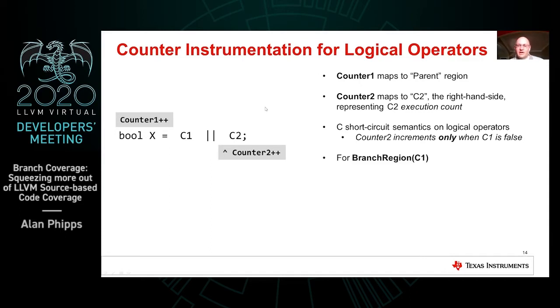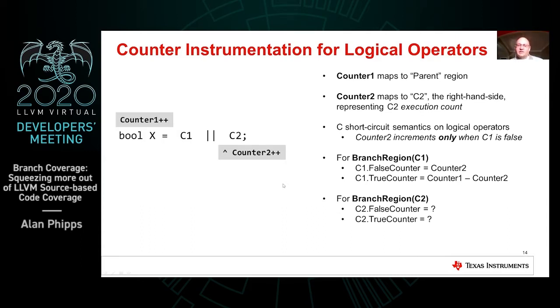So if I want to create a branch region for condition C1, I can map C1's false counter to counter 2, and the true counter is simply the difference between the parent region's counter and counter 2. But if I wanted to create a branch region for condition C2, I don't have enough information here to do that. I've got counter 2, which tells me how many times it's executed, but I don't have any information about how many times it evaluated to true or false.